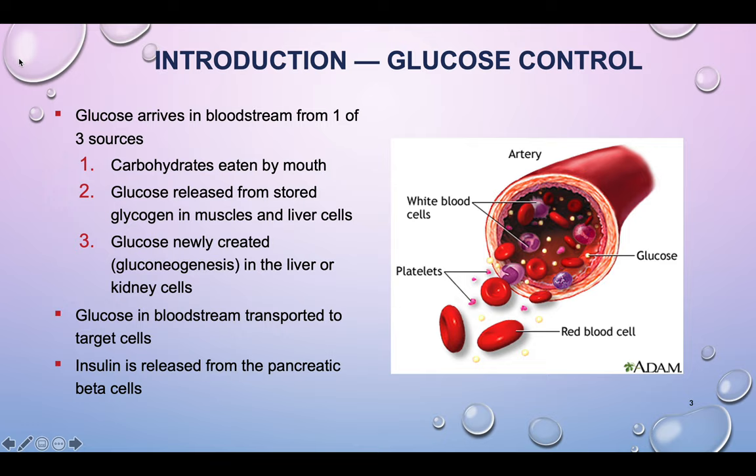So the two hormones primarily responsible for the homeostasis of glucose control are released by the pancreas. That is insulin, which is released from the beta cells of the pancreas, and then glucagon, which is released from the alpha cells of the pancreas. And the two of those work together to keep your blood glucose level stable.